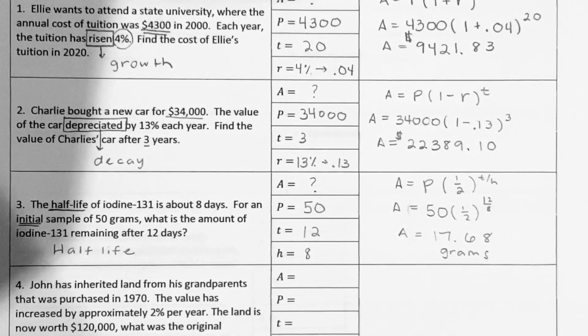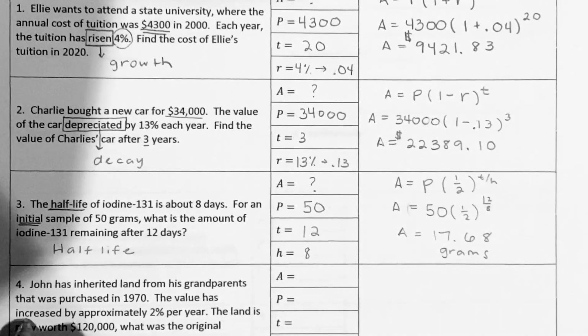I know that's kind of confusing, but all right, so John has inherited land from his grandparents that was purchased in 1970. The value of the land has increased. That tells us what formula. It's increasing, that's growth.